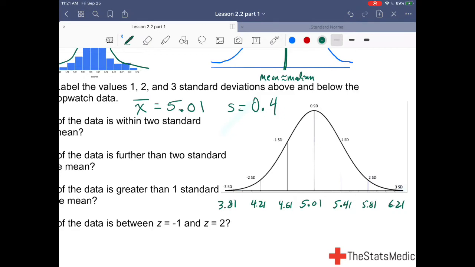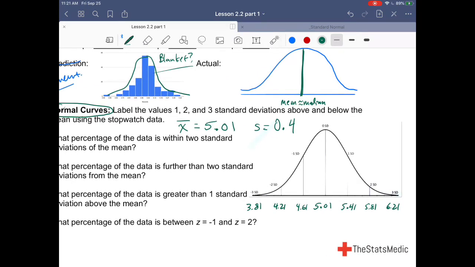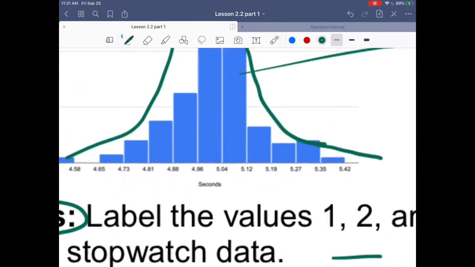So we've got these values along the x-axis here, marking where 1, 2, and 3 standard deviations both above and beneath the mean occur. And I'd like you to look at these 4 questions, but be sure to put the word approximately before each of them. So approximately, what percentage of the data is within 2 standard deviations of the mean? So let's take a look at this.